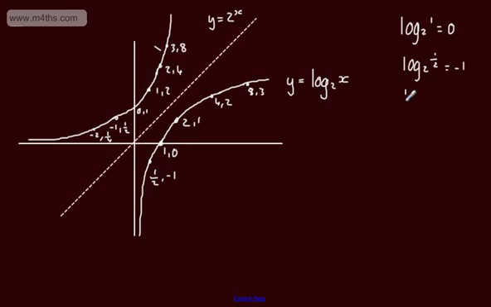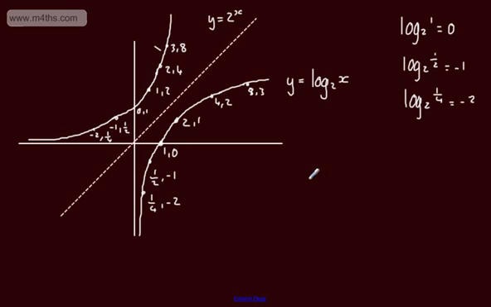If we had now log to the base 2 of 1/4. What power is 2 raised by to get 1 over 2 squared? The answer now is -2. And we can see that we'd have this point right here, and this is going to be 1/4, comma, -2. So now we can see the relationship between the two.